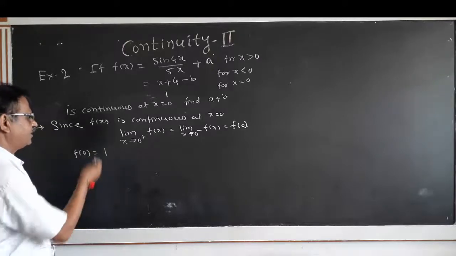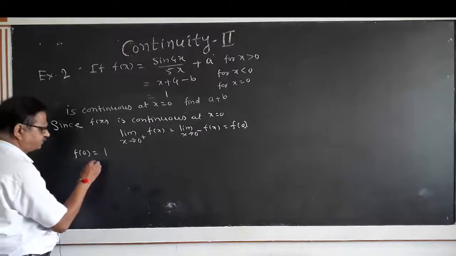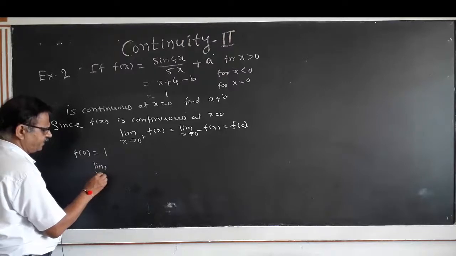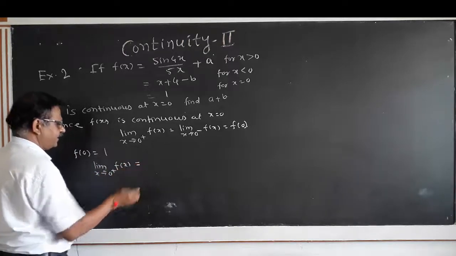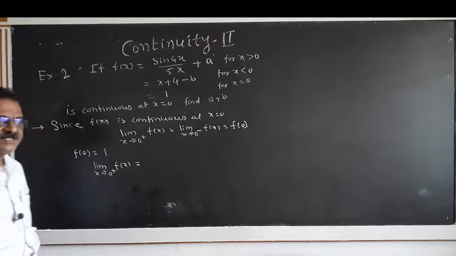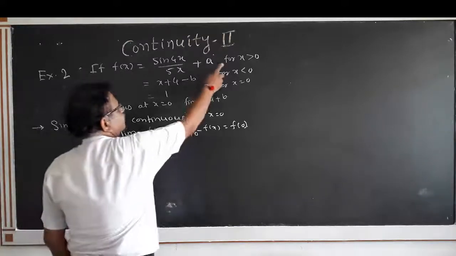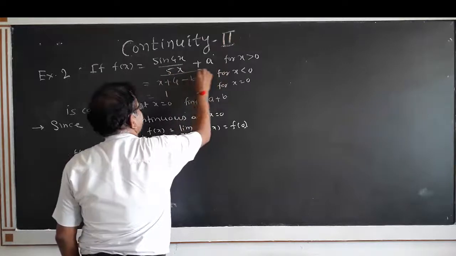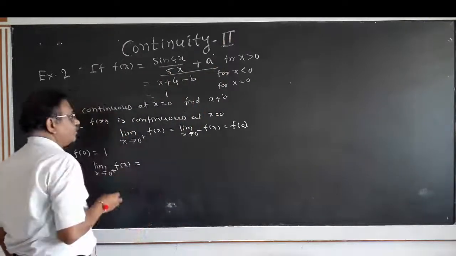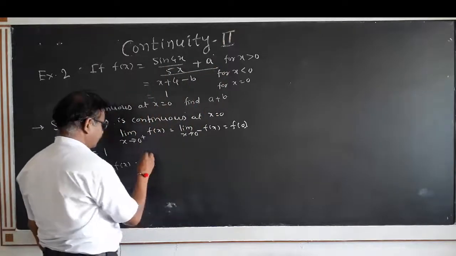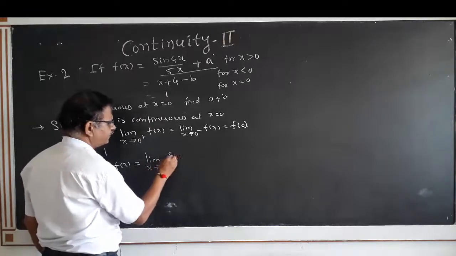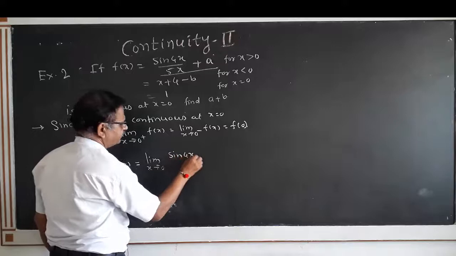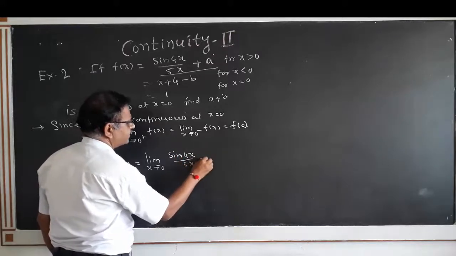Therefore, we shall find out right hand limit first. Limit x tends to 0 plus of fx. That means x is approaching to 0 from right hand side. That means x is greater than 0. Therefore, in this region, x is greater than 0. Therefore, value of fx we have to take sin 4x by 5x. That is nothing but limit x tends to 0 of sin 4x divided by 5x plus a.